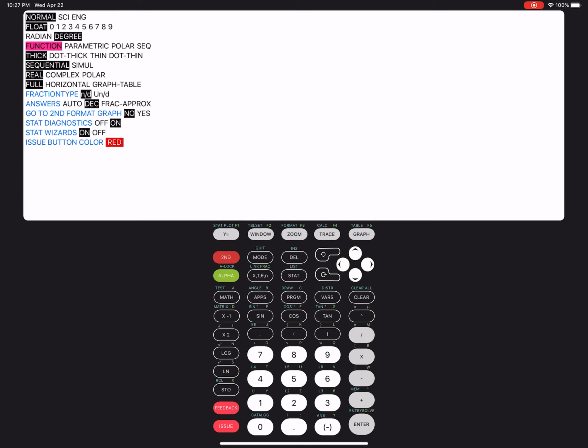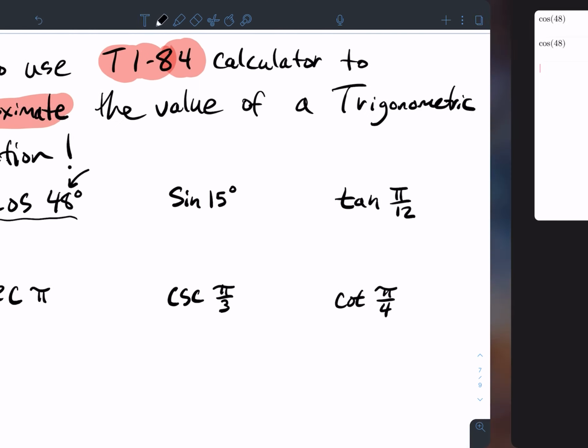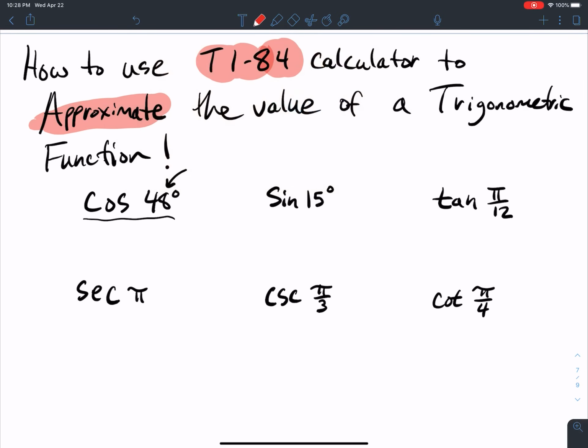And now I'm going to hit second quit. All right, so let's try this again. The cosine of 48 now is 0.6691. So you got to be careful. You got to check the mode that your calculator's in before you start trying to plug in values. If you're in radian mode, you're going to get something different than degree mode. So my answer here is very different. The answer is 0.669, roughly.